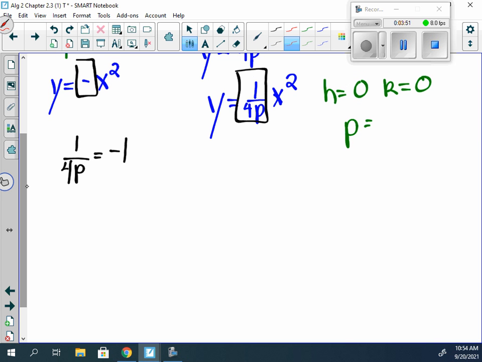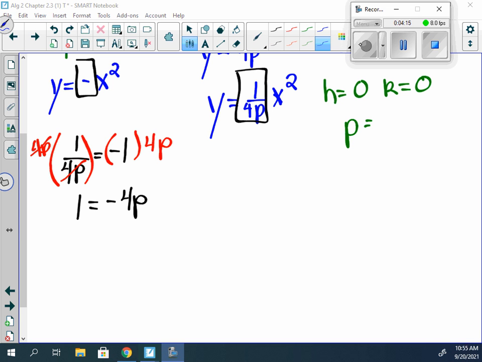So now we can find the value of p. So what would we do first? Multiply both sides by 4p. Now here the 4p and 4p will cancel, telling us 1 is equal to negative 1 times 4p, which is negative 4p. So what do we need to do next? Divide both sides by negative 4, which tells us p is equal to negative 1/4.